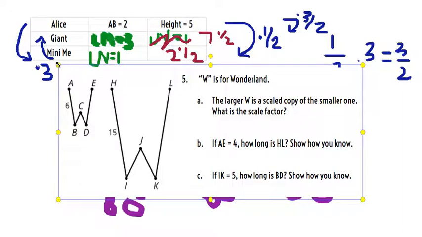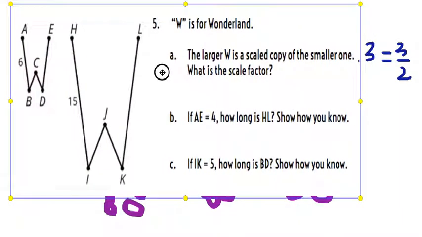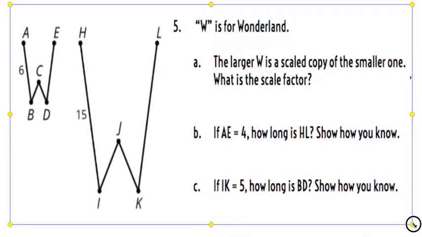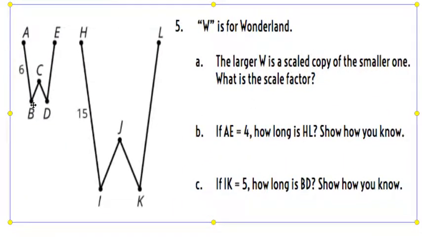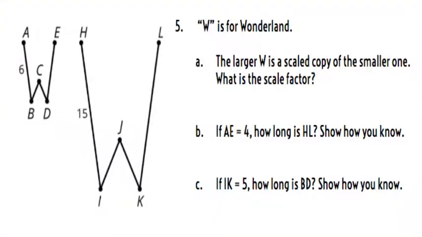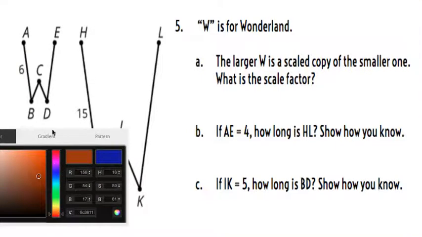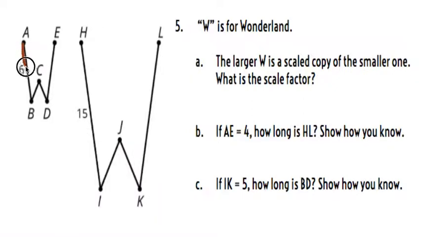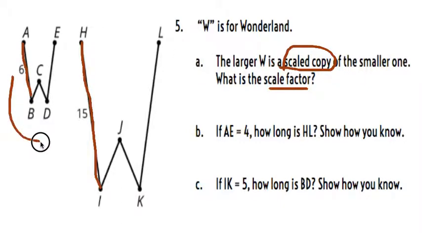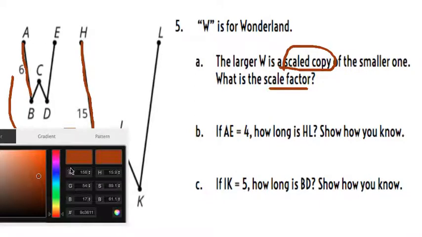So let's take a look at these W's for Wonderland. So in these W's, we aren't on a grid anymore. We have lengths provided still, though. So in this case, we know that AB is 6, and we know that HI is 15. We also know that the larger one is a scaled copy. So we can assume that there must be a scale factor. So to find the scale factor, I need to go from the original 6 to the new 15. And there are a couple ways I can look at this.